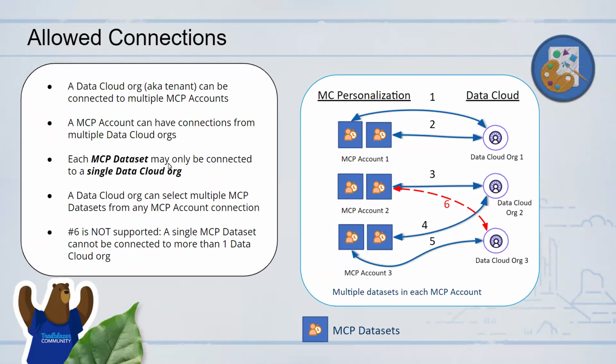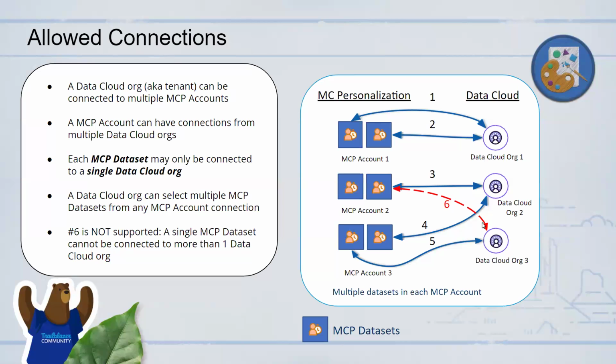So a couple of key things on the left-hand side, I think I've already noted. One of them is that each data set cannot be connected to more than a single org, and multiple Marketing Cloud Personalization accounts cannot have connections from multiple orgs. Now, number 6 as well on this list, when you see the red arrow, that's also not supported, where a single MCP data set cannot be connected to more Data Cloud orgs as well.